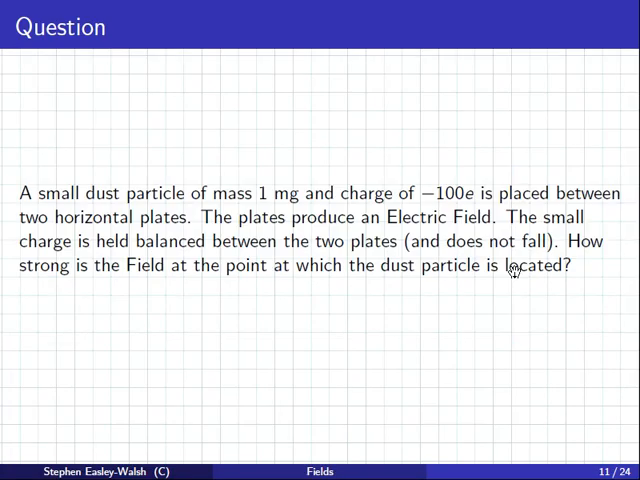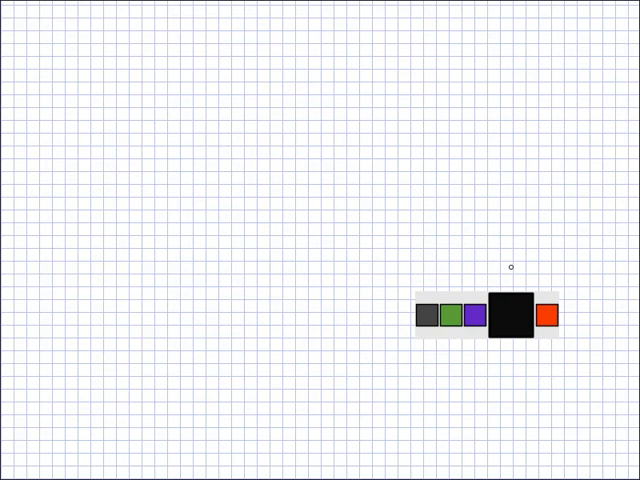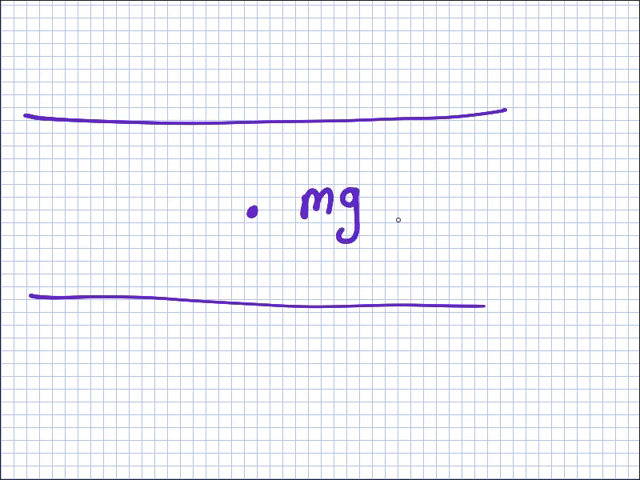Okay, a small dust particle of mass 1 milligram and charge of minus 100 E is placed between 2 horizontal plates. The plates produce an electric field. The small charge is held balanced between the 2 plates and doesn't fall. How strong is the field? So I'll draw what's happening here. You've got 2 plates and you've got a little charge here. It's of 1 milligram and its charge is minus 100 E.